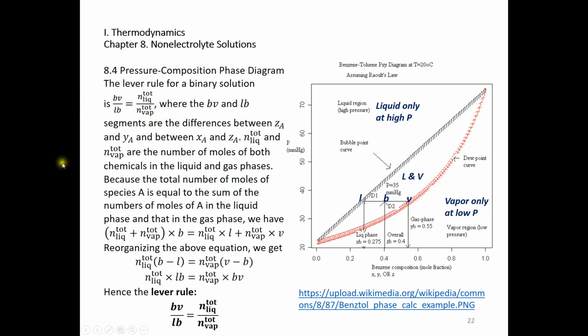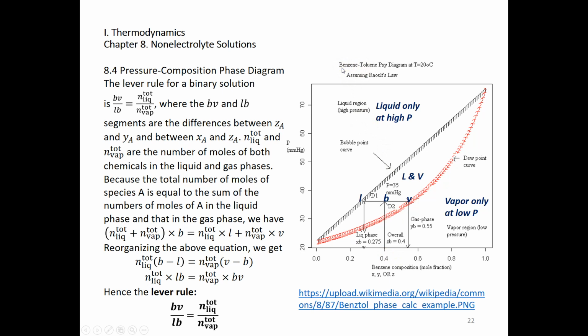Now, we can prove this. How do we prove this? We need to understand what this L, B, and V stand for. Horizontally, they are just mole fractions, but they are different mole fractions. L gives you the mole fraction of benzene in the liquid phase. V gives you the mole fraction of benzene in the gas phase. And B is the mole fraction of benzene when both liquid and gas phase coexist. You can notice this V is greater than this L. This V is more than 0.5. This L is less than 0.3. It's just because of comparing benzene and toluene.